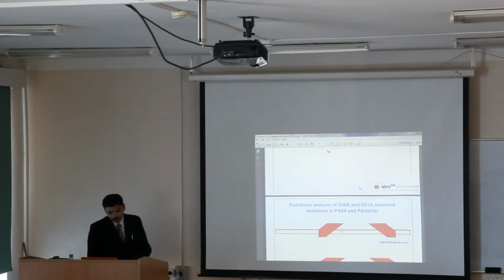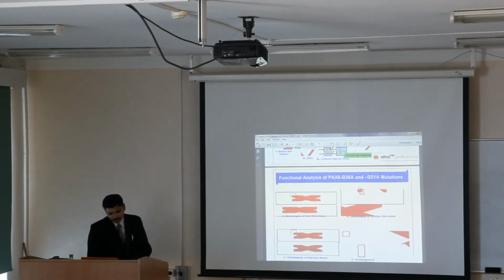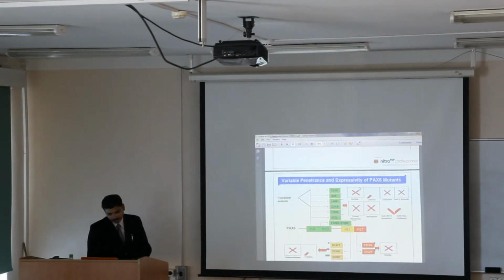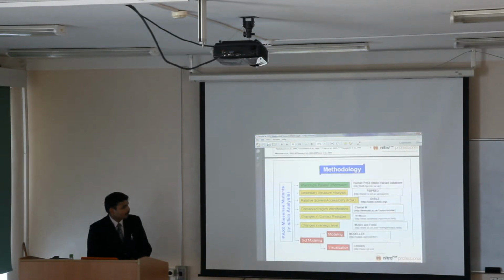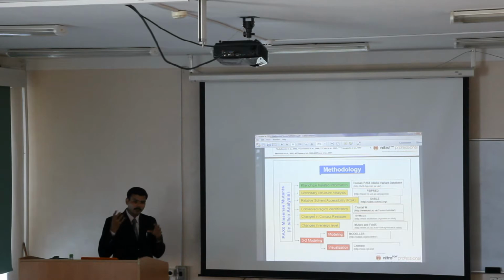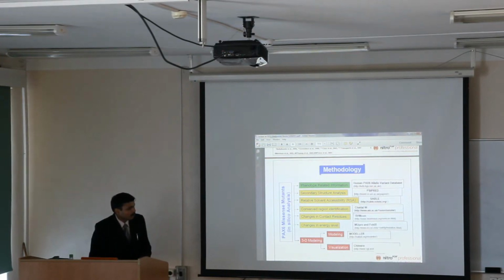disc coloboma. How do these mutations result in different phenotypes? This is the methodology showing how we can use different servers to study the function of a gene. We selected different missense mutations and then used different tools, like the human PAX6 allelic variant database, secondary structure analysis through the server, and solvent accessibility, which tells how soluble a protein molecule is. The conserved region of a protein is identified using ClustalW, and then changes in the contact residues. Because of a mutation, different residues are changed. We can check this using ClustalW.